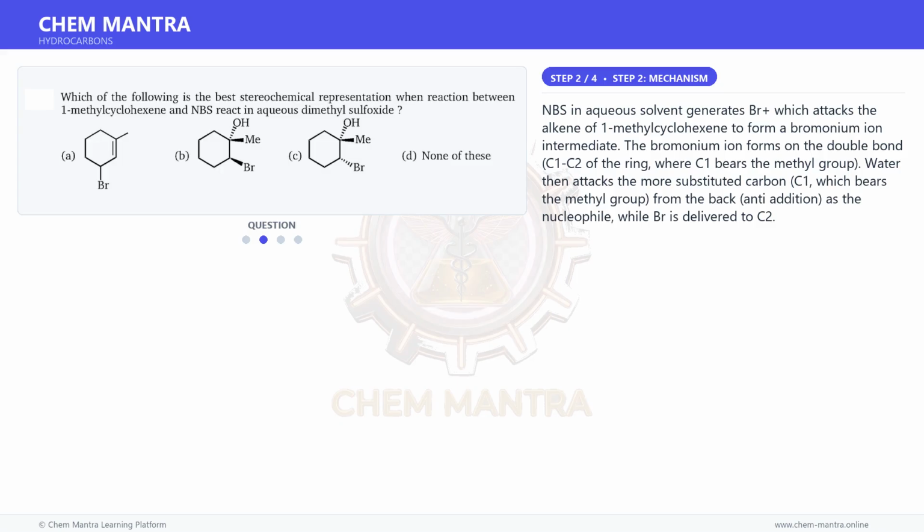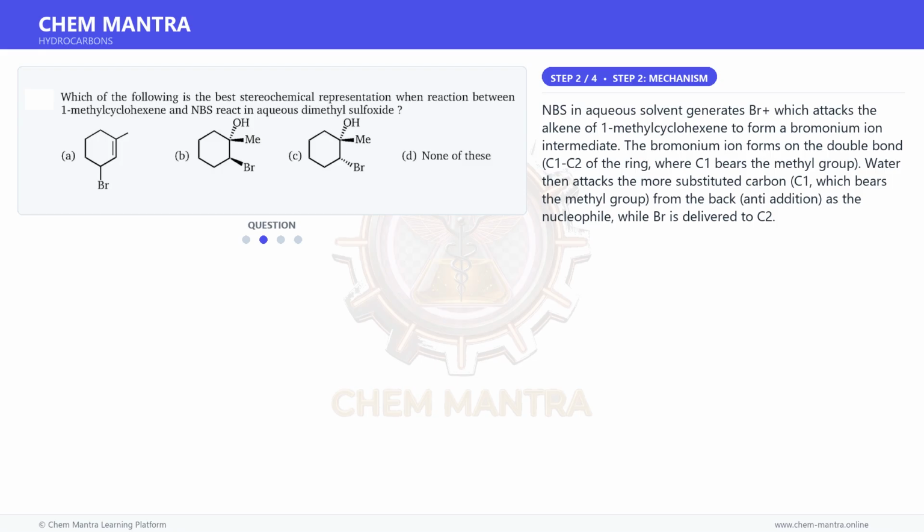Moving on to the next step. NBS in aqueous solvent generates Br+, which attacks the alkene of 1-methylcyclohexane to form a bromonium ion intermediate. The bromonium ion forms on the double bond C1-C2 of the ring, where C1 bears the methyl group.